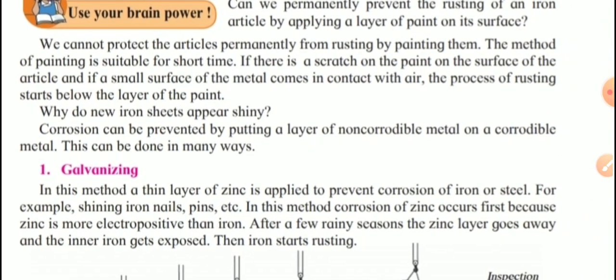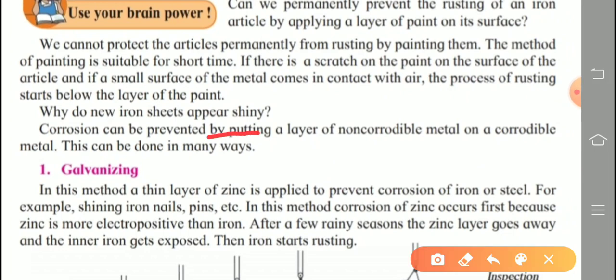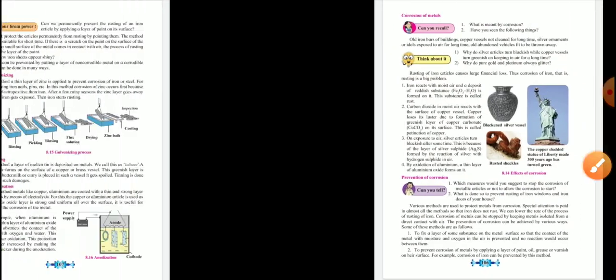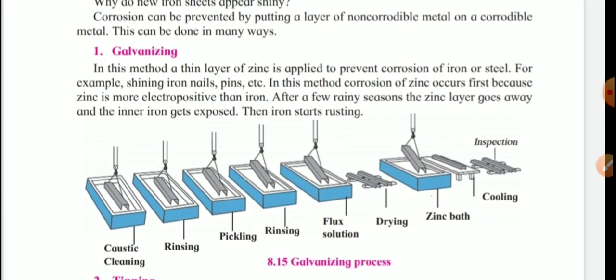Corrosion can be prevented by putting a layer of non-corrodible metal on corrodible metal. This can be done in many ways. Non-corrodible metal layer on corrodible metal. Clear, all? Check that line. Putting a layer of non-corrodible metal on corrodible metal. So that is done in many ways. So what is the first one? The first process is given here. That is galvanizing.